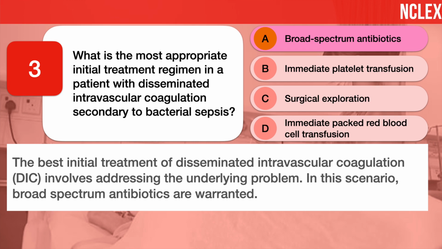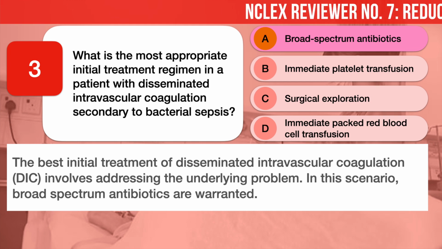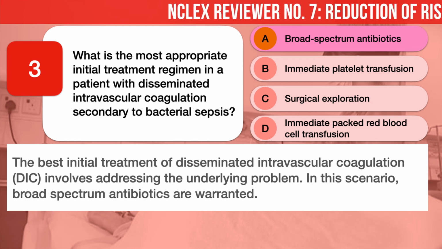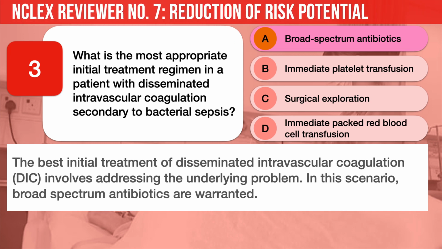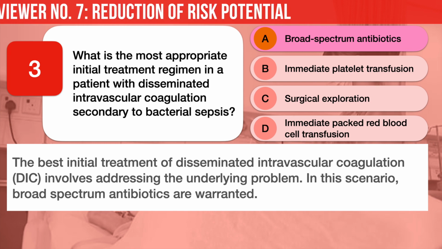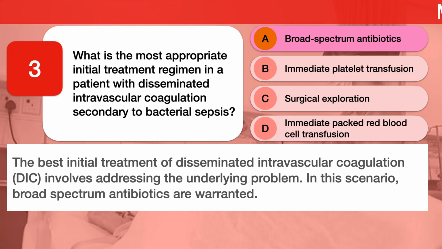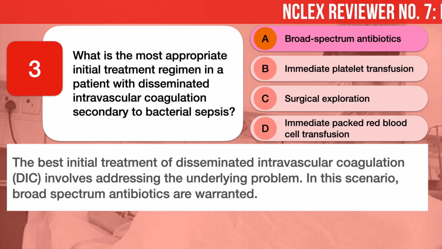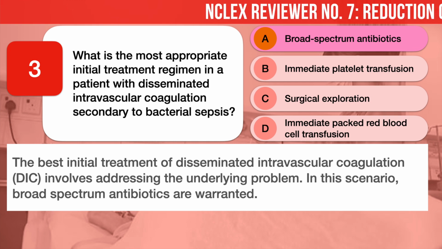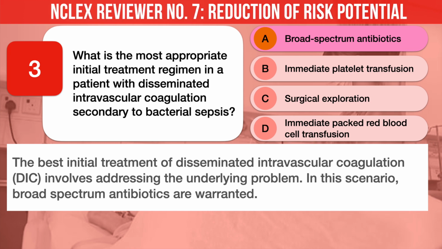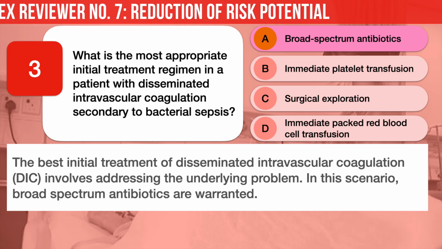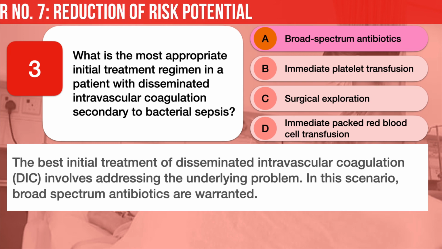Broad-spectrum antibiotics. The best initial treatment of disseminated intravascular coagulation, or DIC, involves addressing the underlying problem. In this scenario, broad-spectrum antibiotics are warranted. Patients with DIC who are not actively bleeding should receive prophylactic anticoagulation with heparin or low molecular weight heparin, or LMWH. Platelet transfusions may become necessary for DIC patients, particularly in those actively hemorrhaging with a platelet count of fewer than 50,000 platelets per microliter. Fresh frozen plasma also may be considered in these patients to replenish coagulation factors.